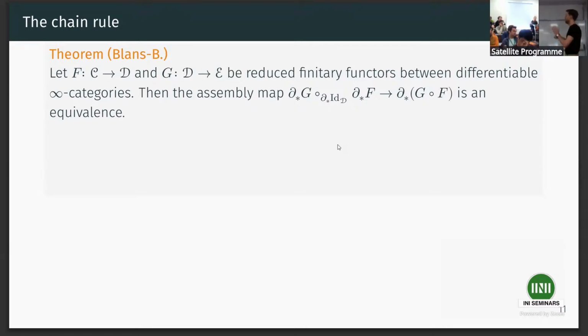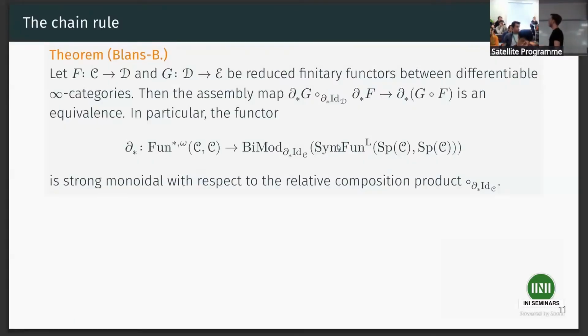So if we have functors between differentiable infinity categories that can be composed, then this map that we get from the Lex structure is actually an equivalence. So it's the next best thing to a chain rule.